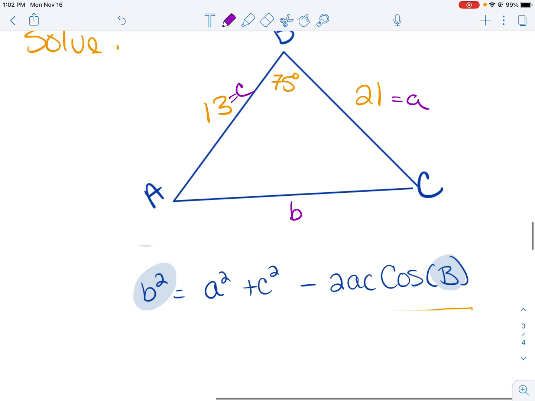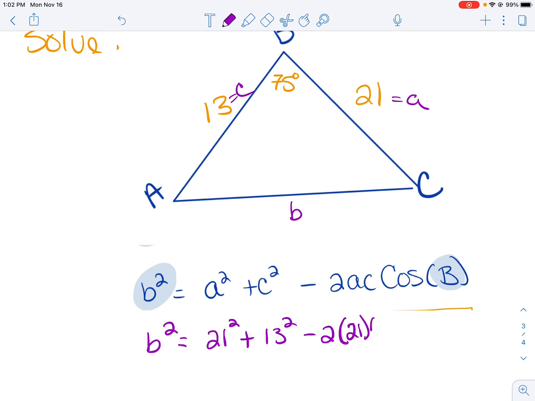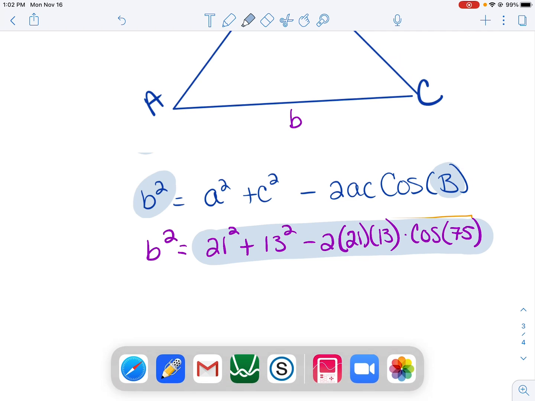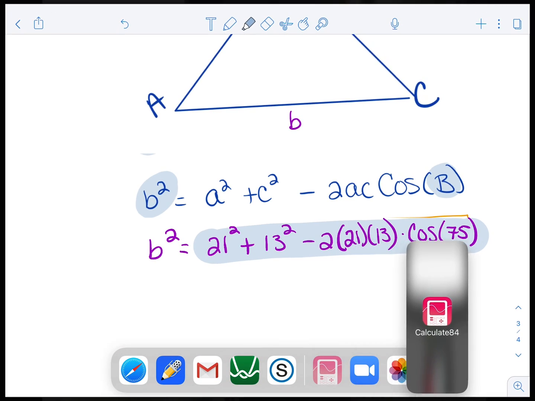So let's fill in again everything we know. This time we have B squared equals, now A squared is 21, C squared is 13, 2 times 21 times 13 times the cosine of 75, all right? Now on this right-hand side, you see these are all numbers. So what I want you to do is just take that entire thing and put it into your calculator, okay?